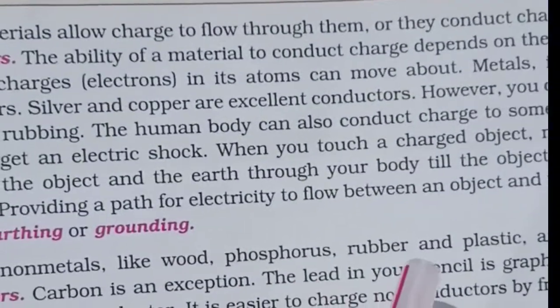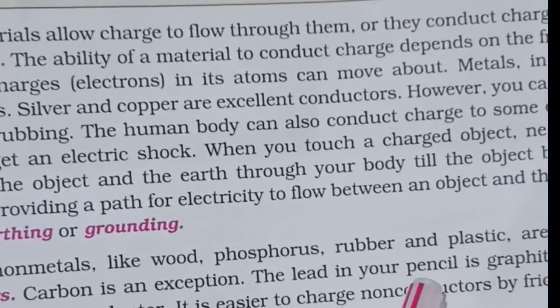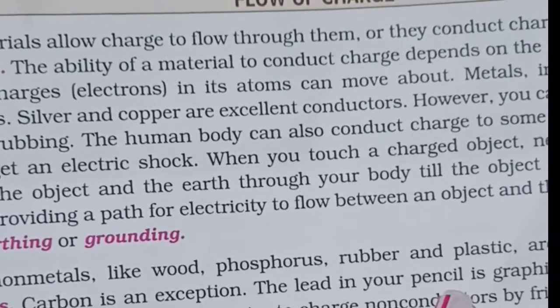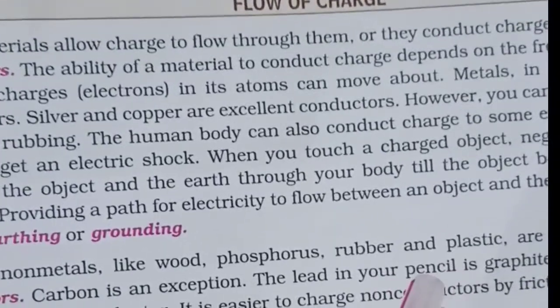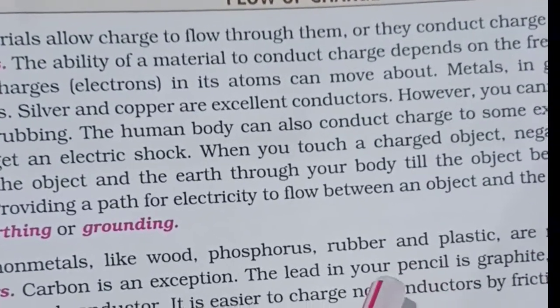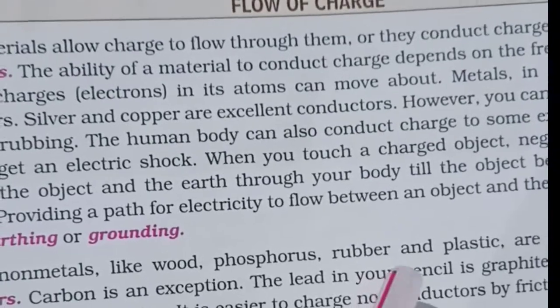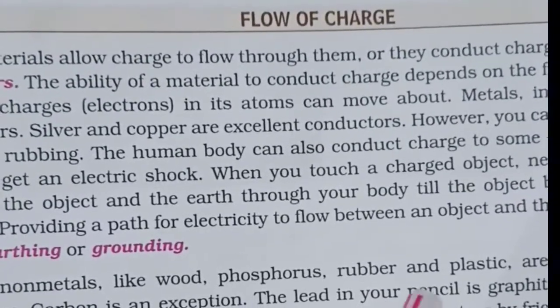Most non-metals like wood, phosphorus, rubber and plastic are all insulators. They do not allow electricity to flow through them. They do not allow conduction of charge. Charges do not flow through them. Carbon is an exceptional case.